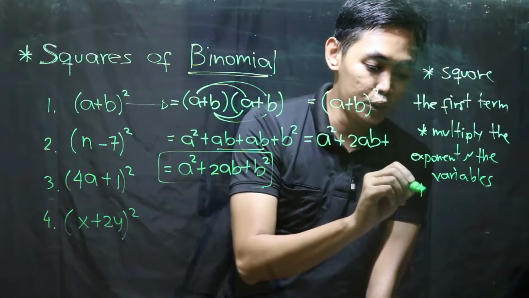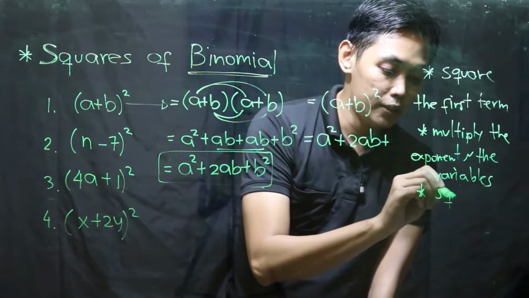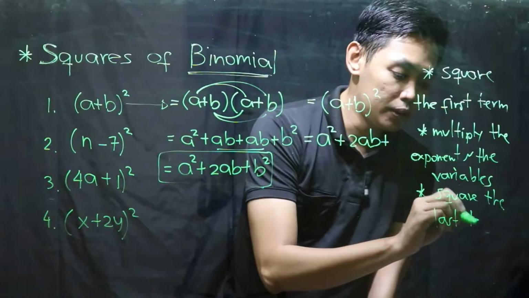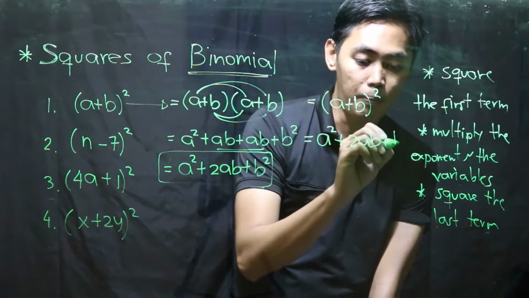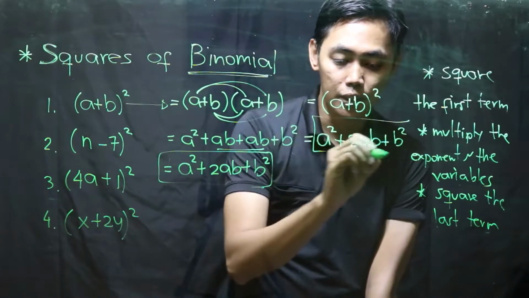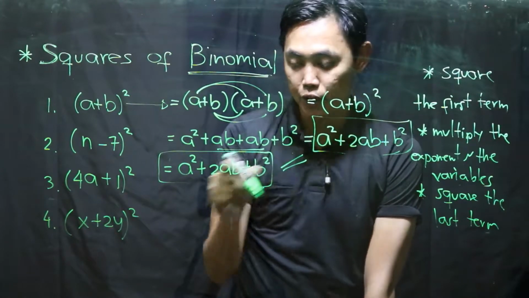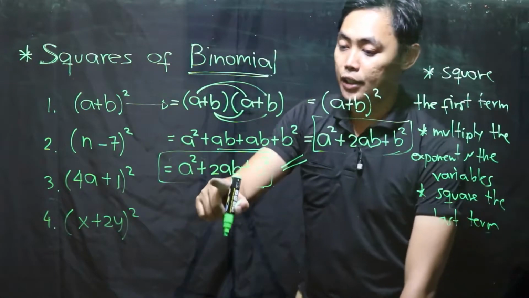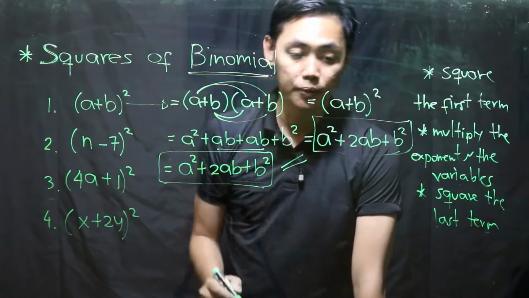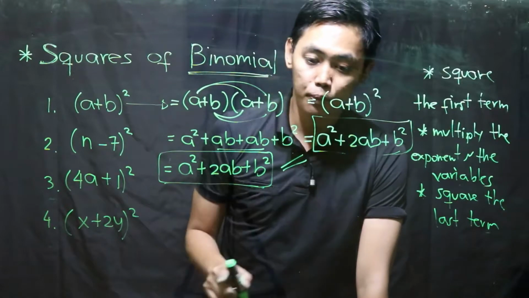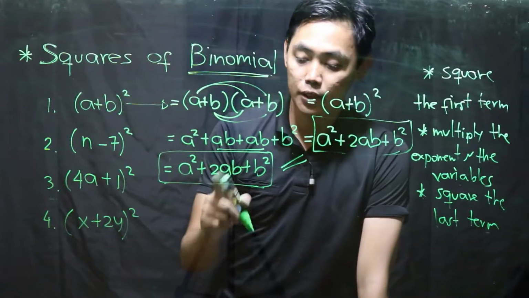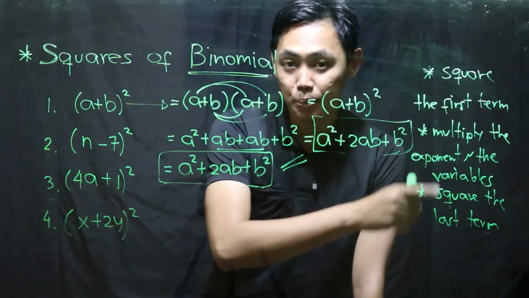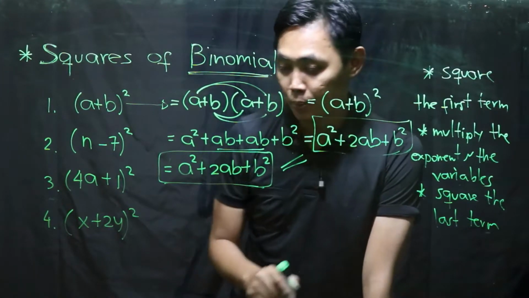And then last, we will square the last term. So let us square the last term, b squared. This is our answer, and we have the same answer as the answer here, in which we used the FOIL method. Okay, so which steps or technique would you like to use? I prefer this because this is much easier and more convenient.